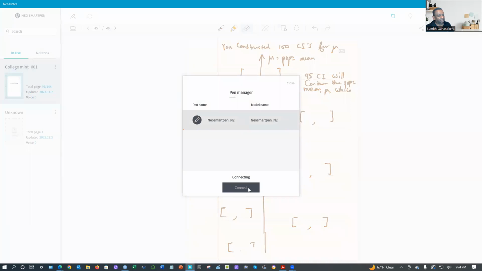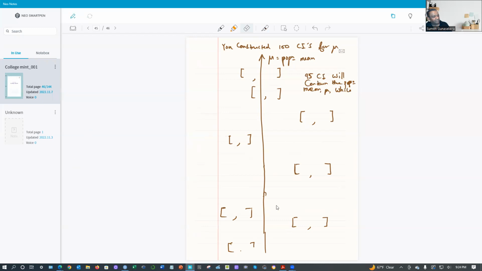You construct 100 confidence intervals. Out of 100, how many will contain the mean? 95. How many do not do so? 5. So 1, 2, 3, 4, 5. They don't include it.